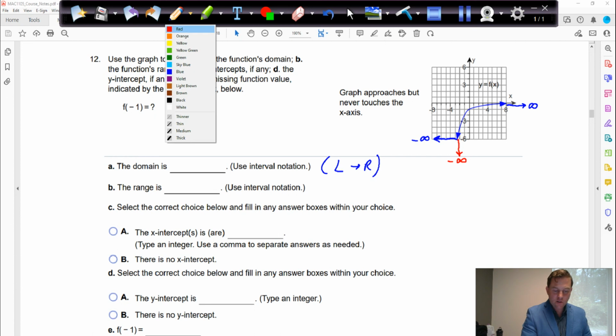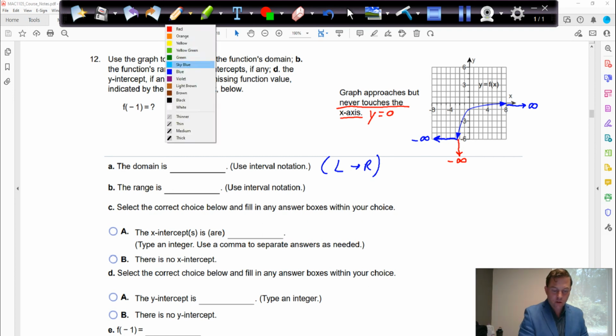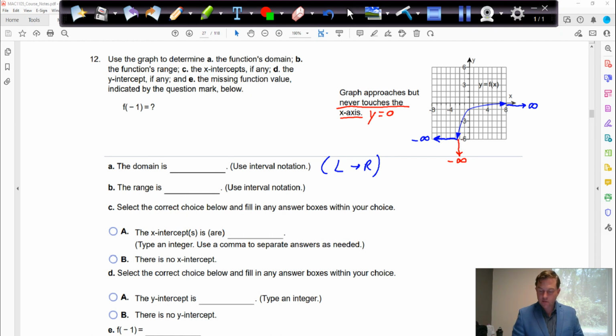And then in the y direction, we're going to notice this note here says graph approaches but never touches the x-axis. Never touches the x-axis. Well, the x-axis is the line y equal to 0. So that's going to play a role in our range. But for domain, notice our leftmost point is minus infinity with a parenthesis. Our rightmost point is positive infinity with a parenthesis.